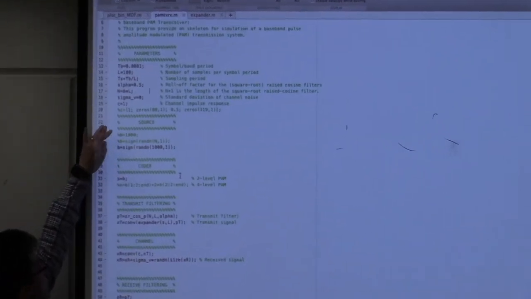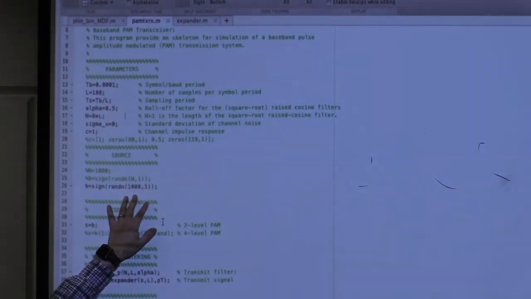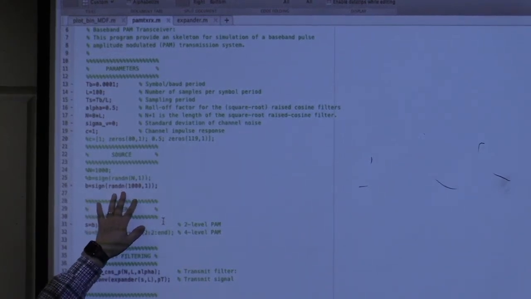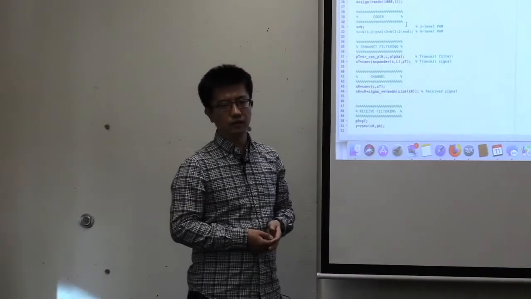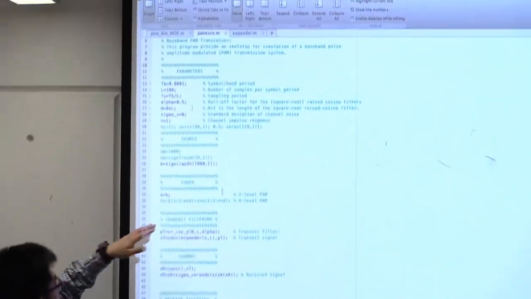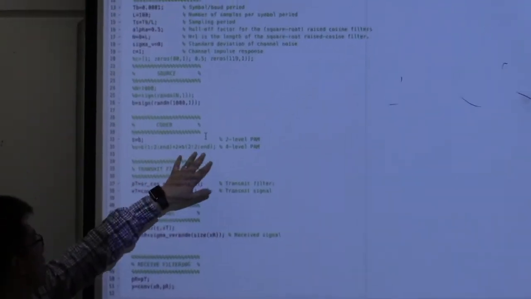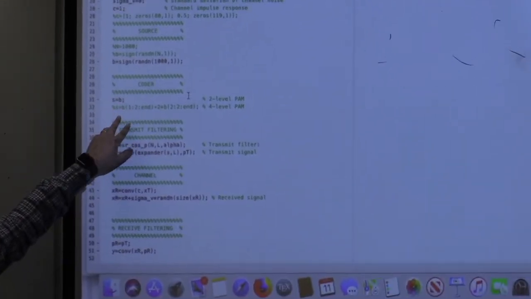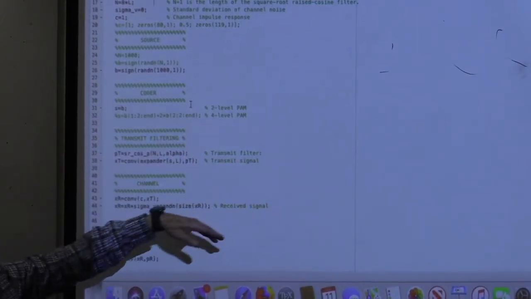For the source here, we randomly generate 1,000 bits, and we use randn. We can use randn or rand, it doesn't matter, because we're just going to take the sign. Both of them mean that 1 and negative 1 happen with half probability. Then we do our PAM. If it's two level, we just set s to b because it's plus 1, minus 1. We don't need to do anything, but if it's four level, we have to do something like that to have the four-level PAM.